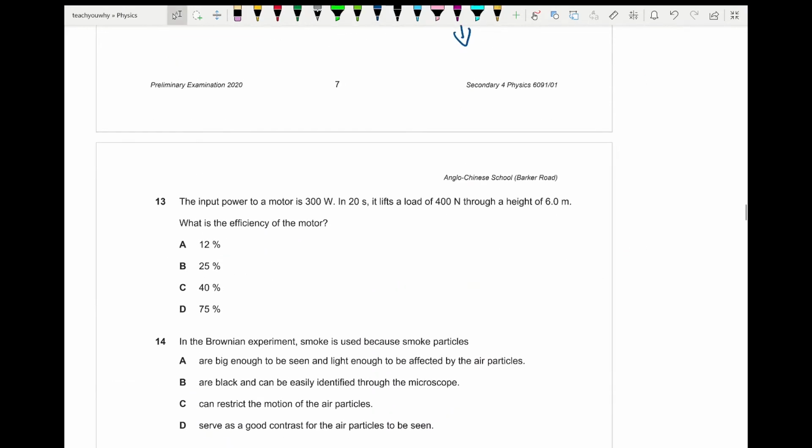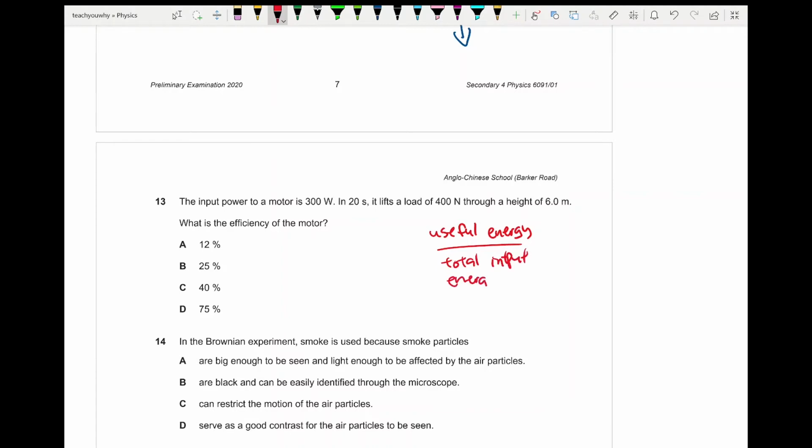Okay, 13. The energy input to a motor is 300 watts. In 20 seconds, it lifts a load of 400 newtons through a height of 6 meters. What is the efficiency of the motor? So this should be quite straightforward. Efficiency is useful energy over total input energy.